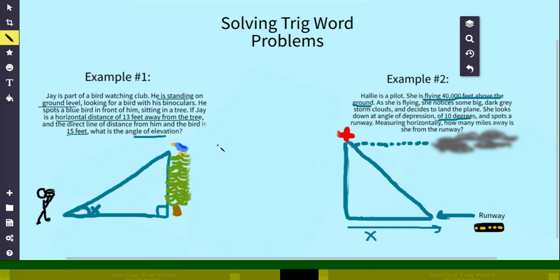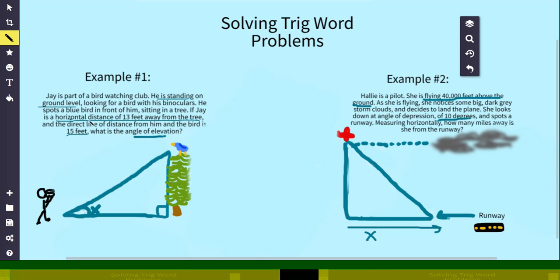So it says, Jay is part of a bird watching club. He is standing on ground level looking for a bird with his binoculars. And this is a very bad drawing down here. He spots a blue bird in front of him sitting in a tree. If Jay is a horizontal distance of 13 feet away from the tree and the direct line of distance from him and the bird is 15 feet, what is the angle of elevation?